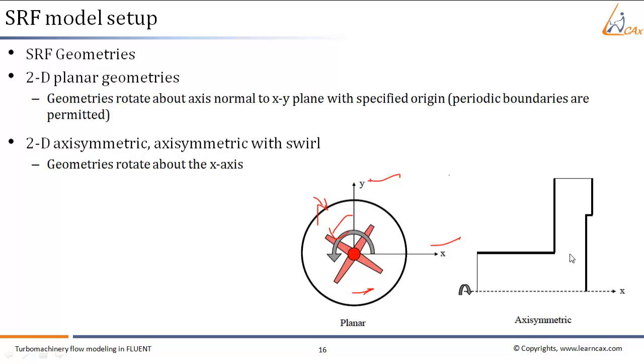Periodic boundaries are also permitted in this particular case for 2D axisymmetric and swirling cases, which is shown here, this particular case, axisymmetric. In that case, we can have the rotation about the x-axis. So we can construct this particular rotating domain, have these as surface of revolutions, and consider the rotation around the x-axis, which is the axis of symmetry as well.